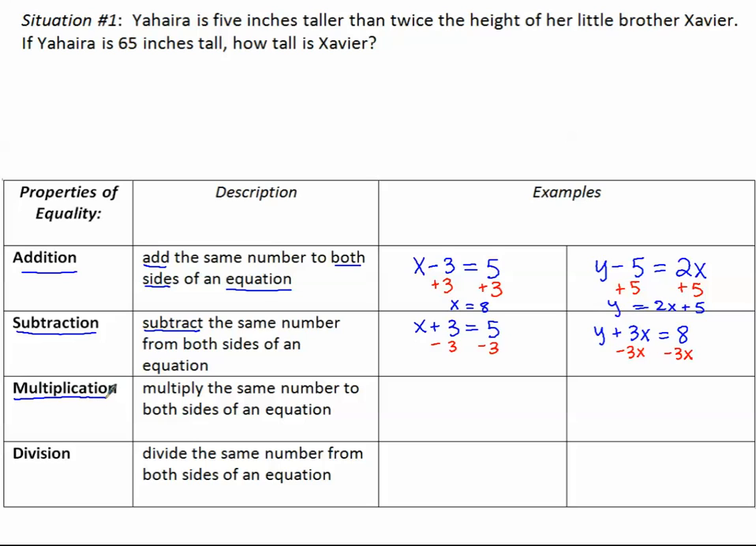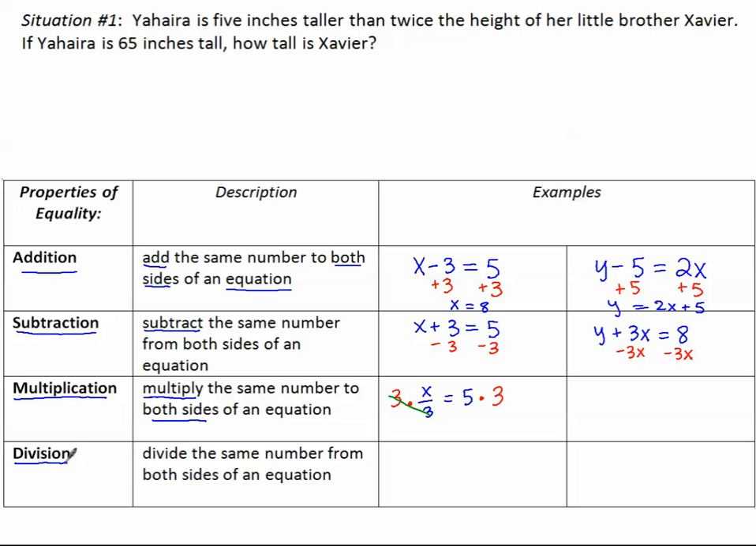The multiplication property of equality is similar. Multiply the same number to both sides of an equation. For example, take the equation x divided by 3 equals 5. If I want to solve for x, to do that, I'm multiplying both sides of the equation by 3. This is a useful property for getting rid of denominators.